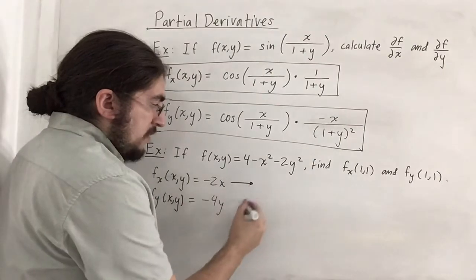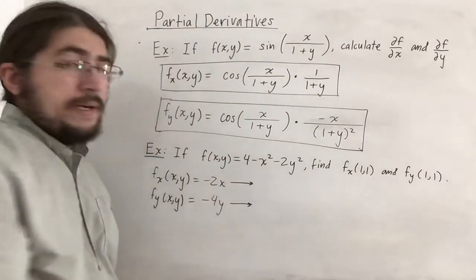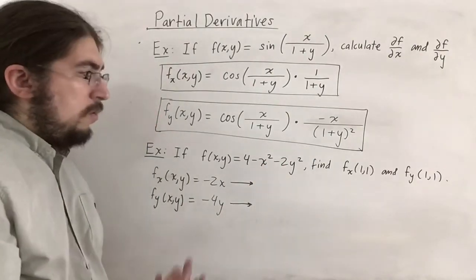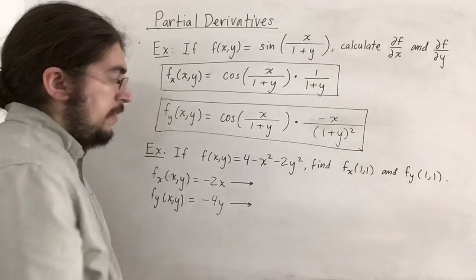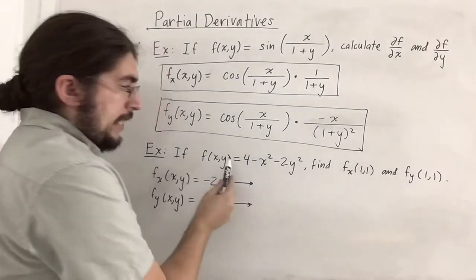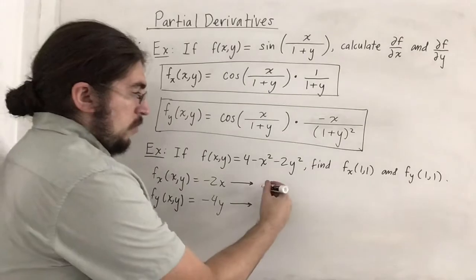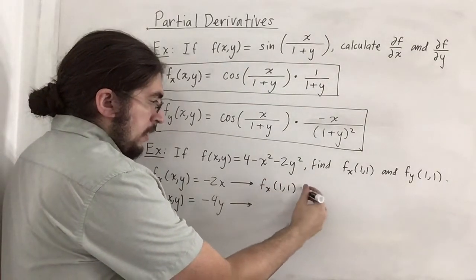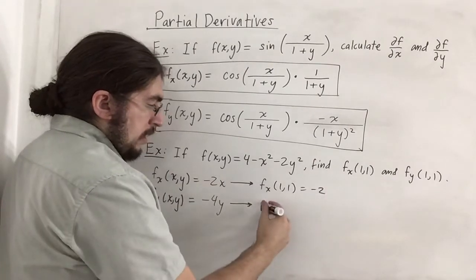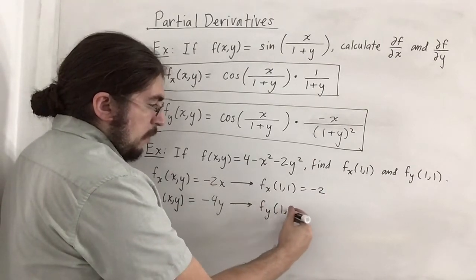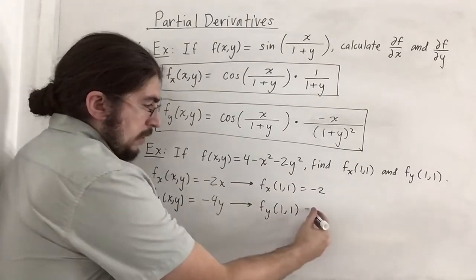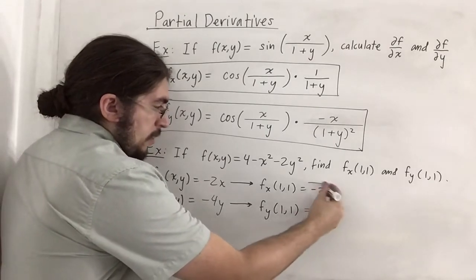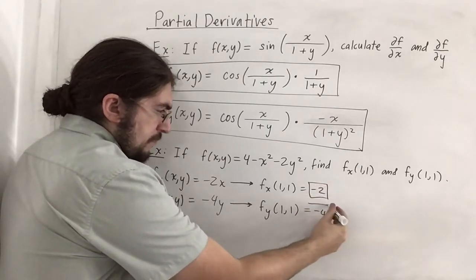And now we have to evaluate this at the point (1, 1). So when x is equal to 1 and when y is equal to 1, because remember, inputs here are x, y. So when x is 1 and y is 1, f sub x of (1, 1) just becomes negative 2. Similarly, f sub y of (1, 1), well, y would be 1, so that would be negative 4. So here are our answers.